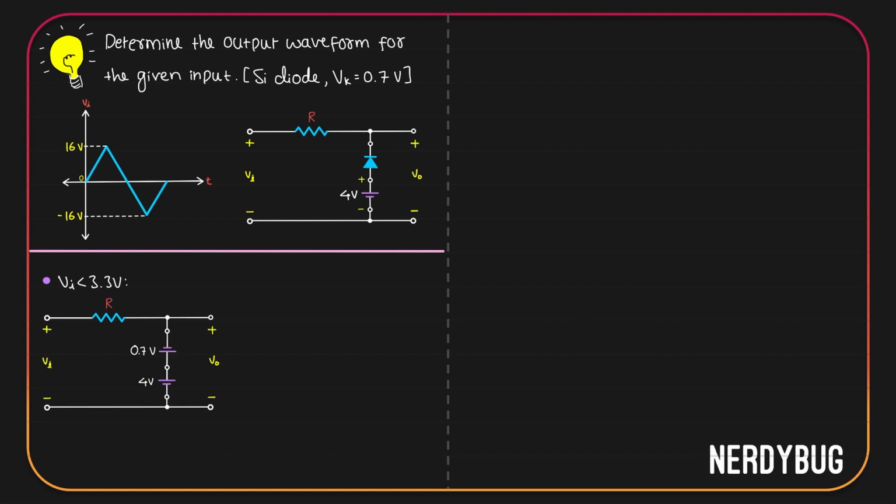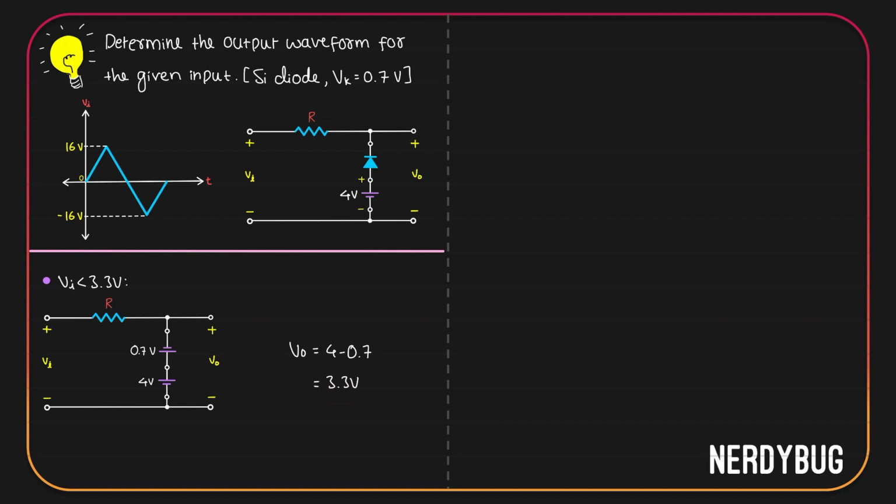Diode is in forward bias, so I have replaced it with a cell of potential equal to its knee voltage, which is 0.7 volt. The negative terminal of the cell is where the N side of the diode is. Positive terminal is where the P side is. Output is taken across the two cells. The cells are in the opposite direction. We have plus 4 and minus 0.7. So output voltage is going to be 4 minus 0.7, that is 3.3 volt.